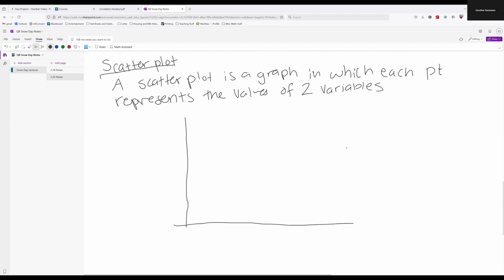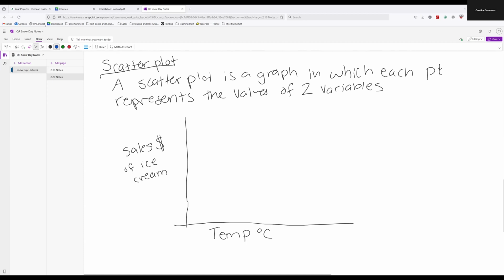So maybe on one side we have temperature in degrees Celsius, and on the other side we're going to have sales in dollars. Okay, and this is going to be of ice cream specifically. So we might have a couple of points.